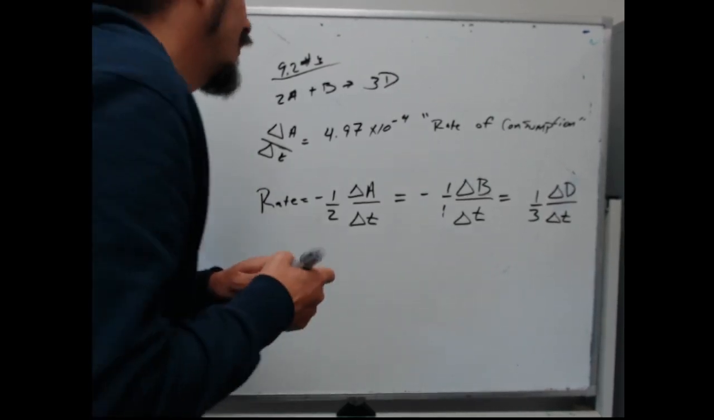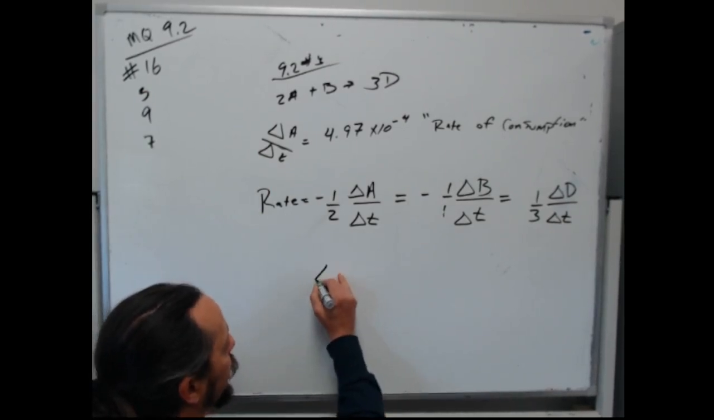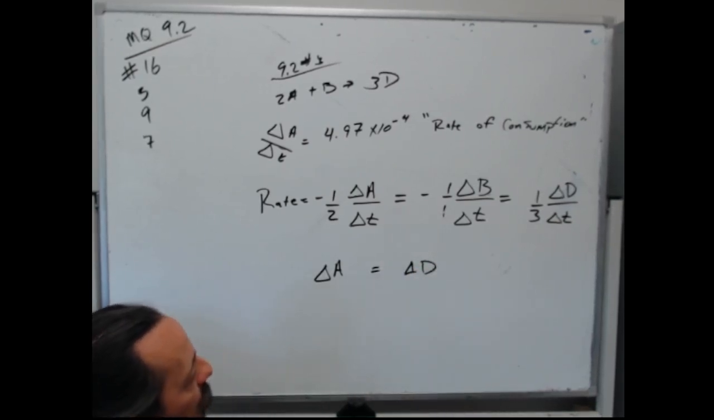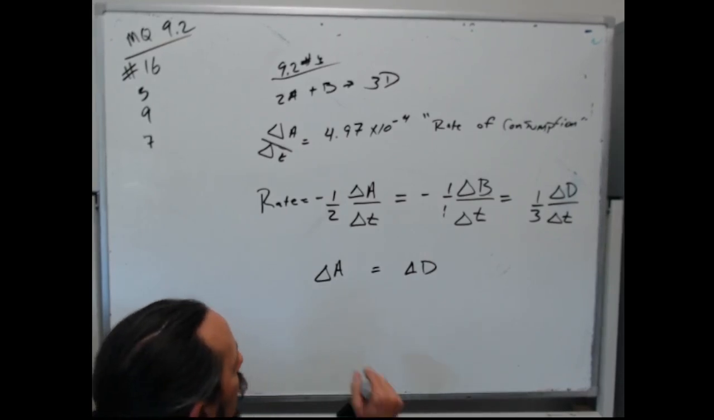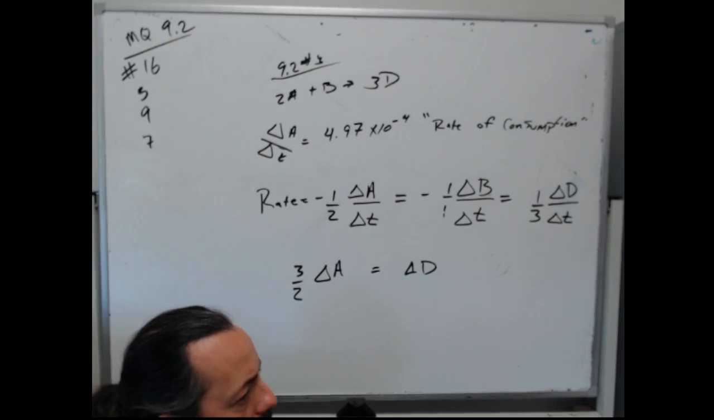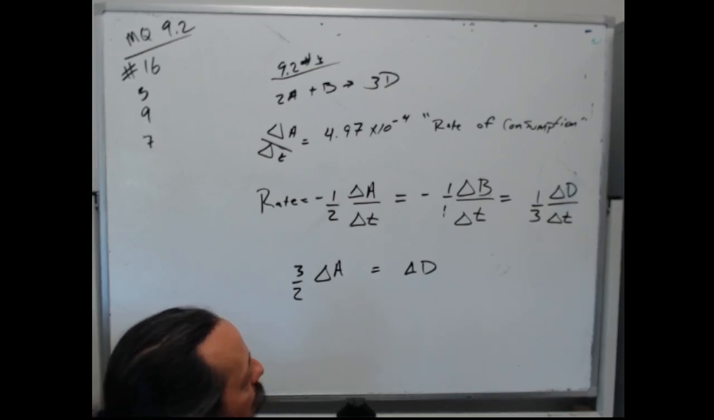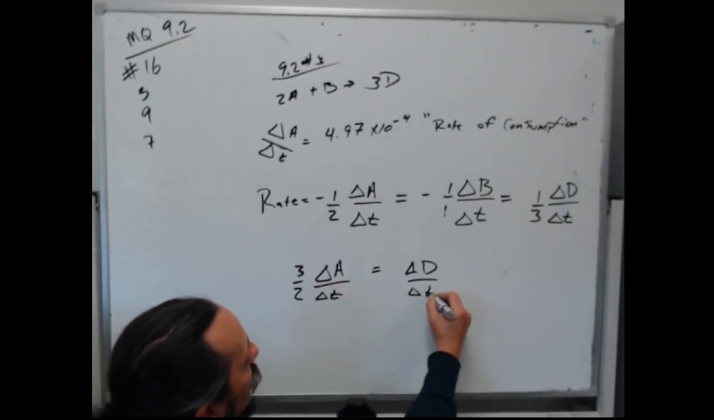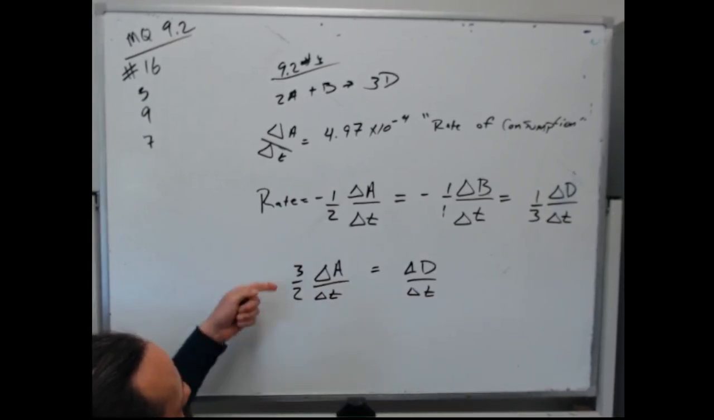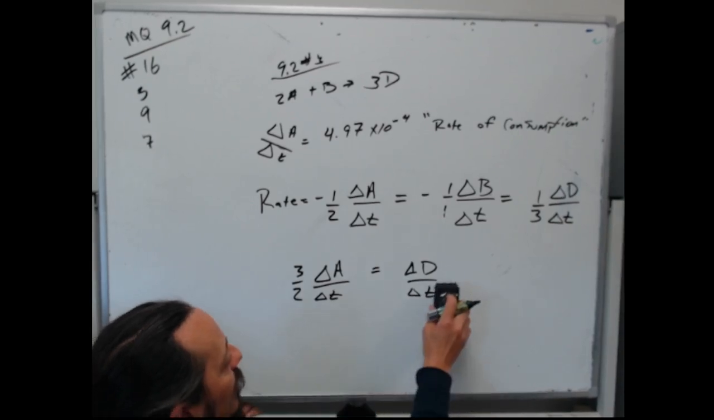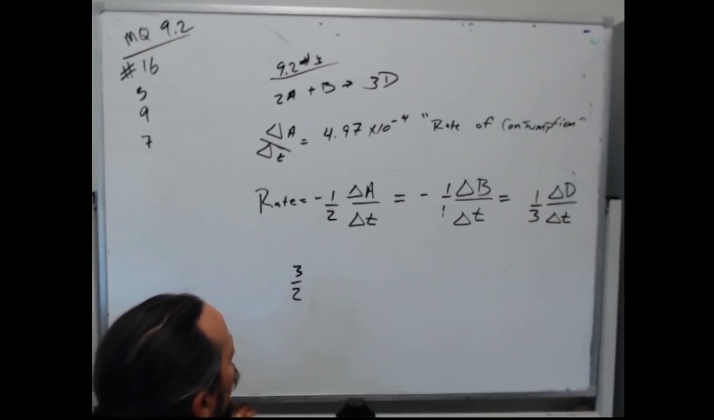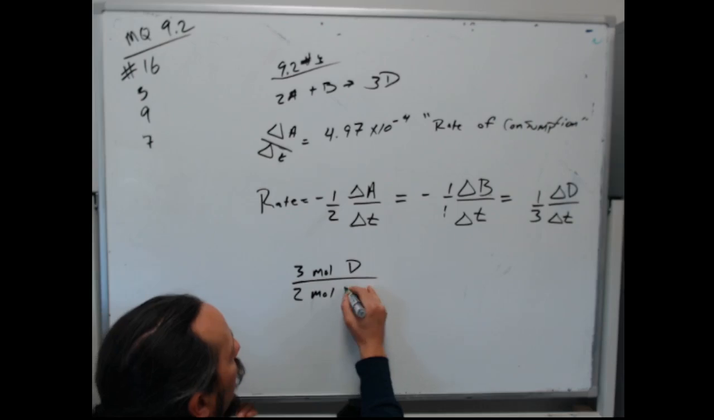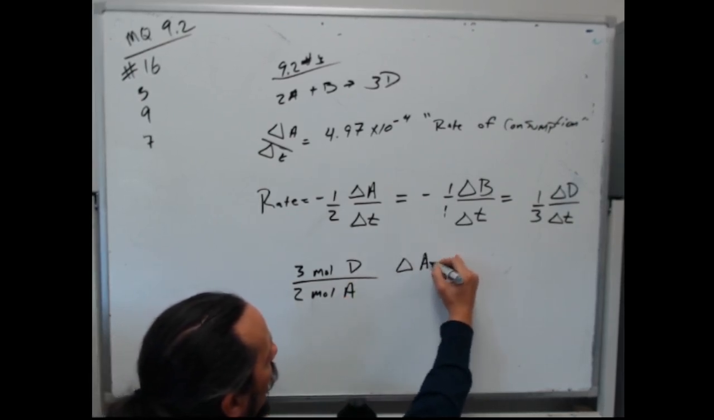The other way to think about what I just did is I just said, what's the mole ratio between A and D? It's a 3-to-2 ratio. Would it be negative for D? No, D is going to be produced. And I have to throw my delta T's in there. So I took that 3 over there and multiplied it over here. This is the ratio. If we look at the unit analysis here, this is 3 moles of D for 2 moles of A, and this is a delta A.